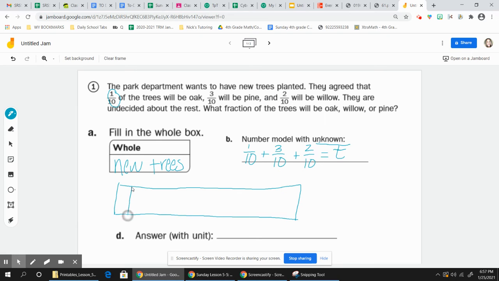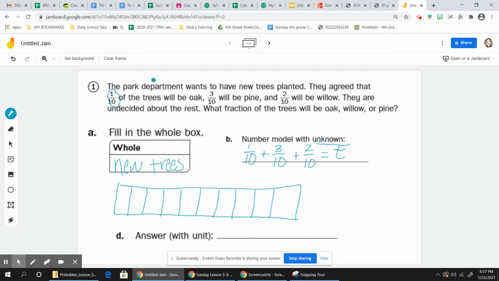So here's box 1, 2, 3, 4, 5, 6, 7, 8, 9, 10. So 1, 2, 3, 4, 5, 6, 7, 8, 9, 10.